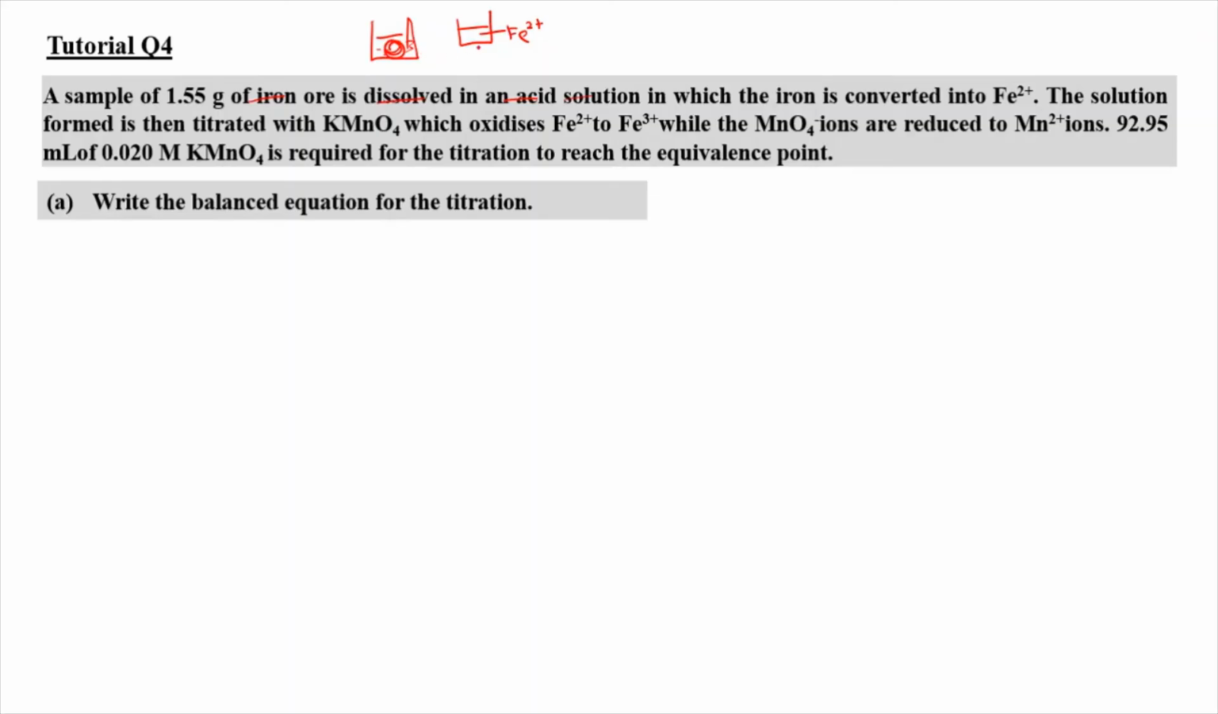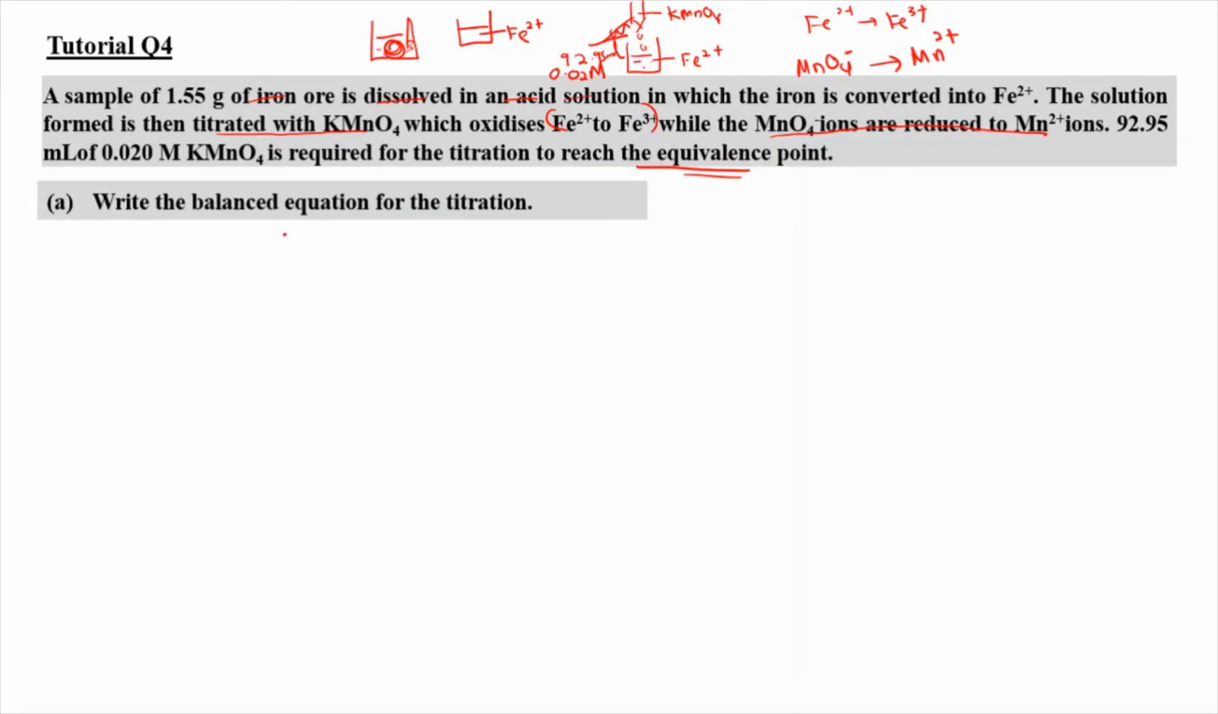Okay, so from this situation, you know that you have ferrum 2 plus from the iron ore, and now this ferrum 2 plus is going to be titrated with KMnO4. Okay, so you have your burette, and it is going to be titrated with KMnO4, and due to the titration, it's going to oxidize ferrum 2 plus into ferrum 3 plus. Meanwhile, the MnO4 minus ions are reduced to Mn2 plus ions. The volume needed is 92.95 ml of 0.02 molar KMnO4 in order to reach the equivalence point. Okay, so these are basically the idea.